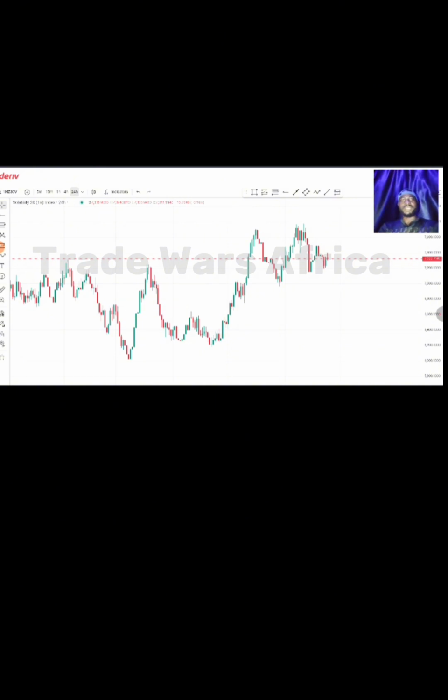As you can see, the market formed a double top around here. Okay, so it's pushing back down. The market also came here to retest this level. If I'm wrong, you tell me. Okay, it retested this level. First thing I check is where the market is coming from and where it is headed.